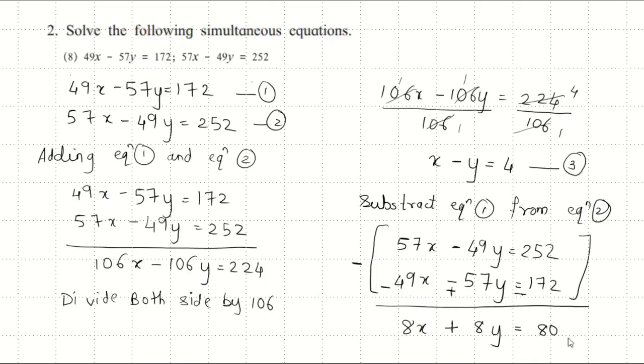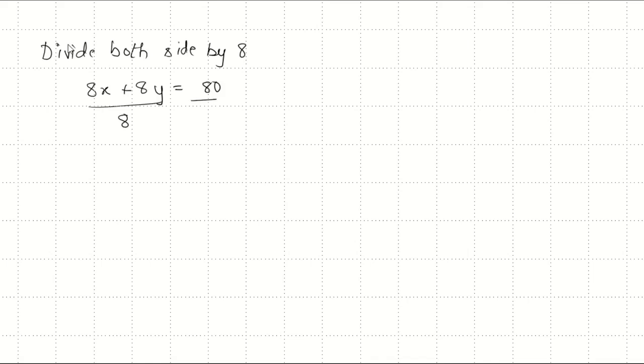As here 8 is common in the equation, we will divide both sides by number 8. So 8x plus 8y is equal to 80. Divide both sides by 8. 8 ones are 8, 8 ones are 8, and 8 tens are 80. So x plus y is equal to 10. Let this be equation number 4.